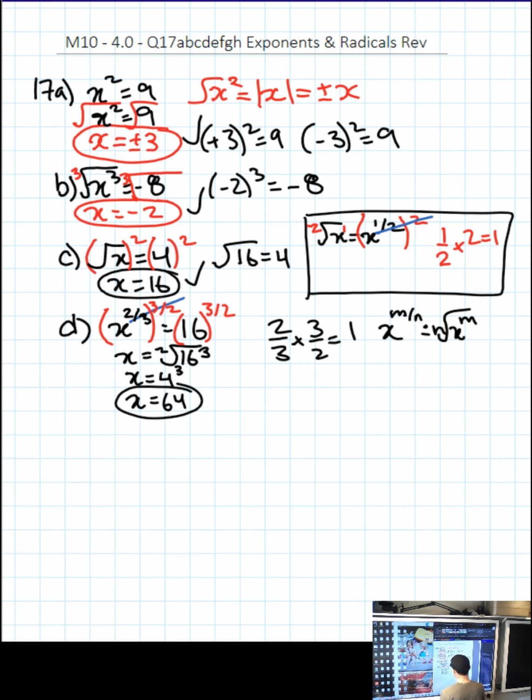We can check our answer. 64 to the 2 over 3 is equal to the cube root of 64 squared. And the cube root of 64 is 4, and squared is equal to 16. And the right-hand side said 16 in the question, so x equals 64 is correct.